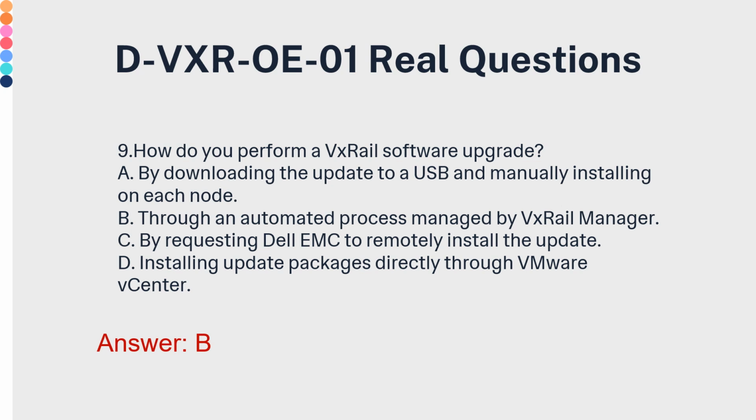How do you perform a VxRail software upgrade? A. By downloading the update to a USB and manually installing on each node. B. Through an automated process managed by VxRail Manager. C. By requesting Dell EMC to remotely install the update. D. Installing update packages directly through VMware vCenter. The correct answer is B.